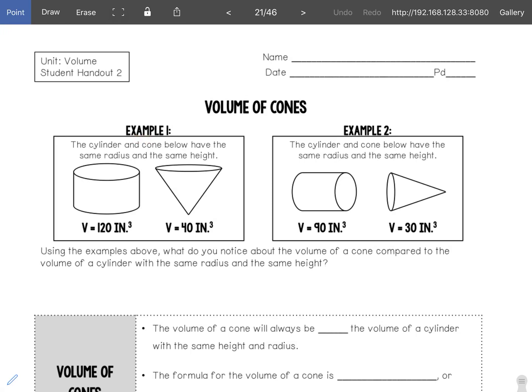So if you look at example 1, it says the cylinder and the cone below have the same radius and the same height. So the volume's been given for the cylinder, which is 120 cubic inches, and the volume for the cone is 40 cubic inches. And then if you look at example 2, they have the same radius and height, and then we have 90 and 30. So do you notice any similarity from the 120 to the 40 and the 90 to the 30?